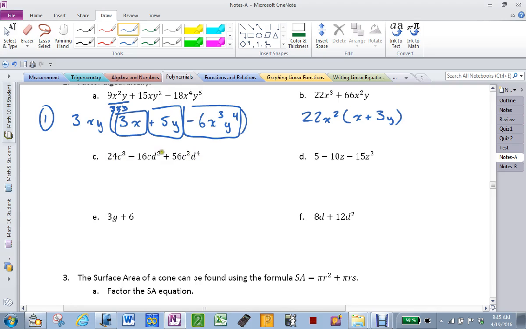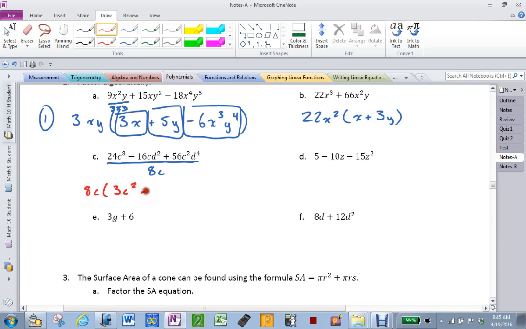Common to that is 8. So we're going to divide everything by 8. How many C's? 1 C. How many D's? None. Cannot be 2 C's because there's only 1 C here. So the answer is 8C, and then we put our answers in.